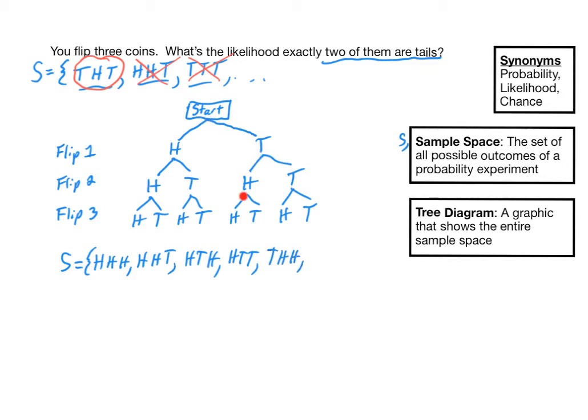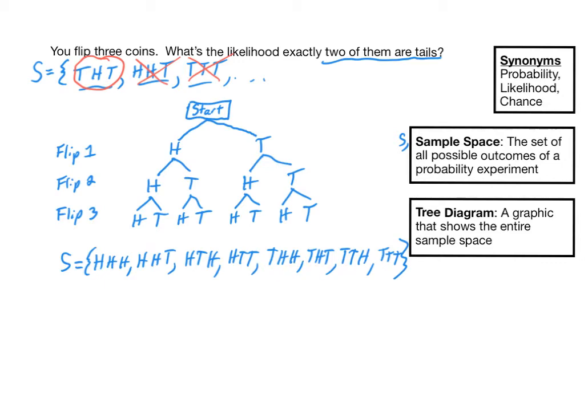You've got tails, heads, tails. You've got tails, tails, heads. And finally, the last one here is tails, tails, tails. There's no order to these, but this is a systematic way of making sure we capture all the possible outcomes and we also don't repeat any. So if you go through, you see we've got 1, 2, 3, 4, 5, 6, 7, 8 possible outcomes.